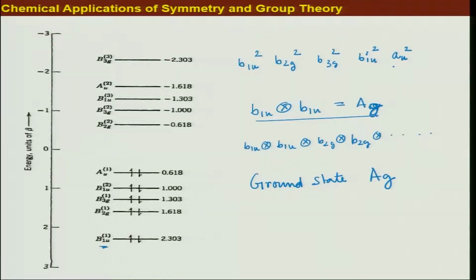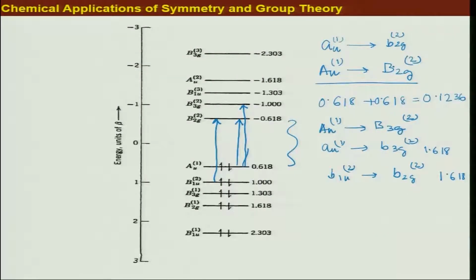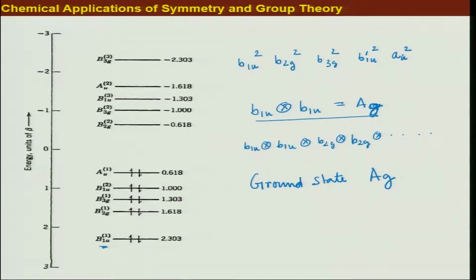Now we have to worry about the excited state. So which one? First we have to worry about this lowest energy transition, right? That is from A1U to B2G. If I make a transition from AU to B2G, I can take one of these electrons from here and transfer it here, right? So instead of here, I'll have it here.